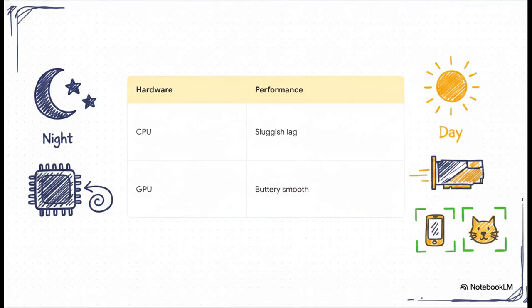Guys, the difference is night and day. Shifting the processing from the CPU over to the GPU completely transforms the application. The lag totally disappears, giving you a buttery smooth feed. It operates in real time, instantly drawing tracking boxes around your face, your phone, and, as tested in the source material with a lovely feline assistant named Neil, it flawlessly tracks your pet cat as they move across the room.